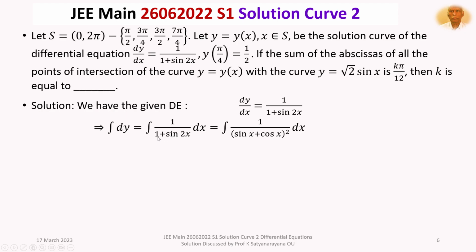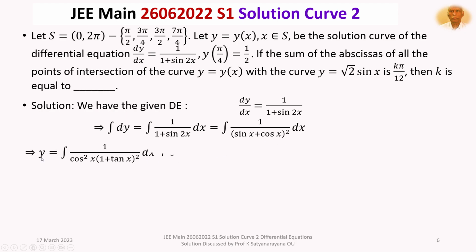For 1 we write sin²x + cos²x. Then the denominator becomes sin²x + cos²x + sin 2x, where sin 2x is 2 sin x cos x, that is (sin x + cos x) whole squared. So the integral of dy is equal to the integral of 1/(sin x + cos x)² with respect to x. In the denominator, take cos²x common.